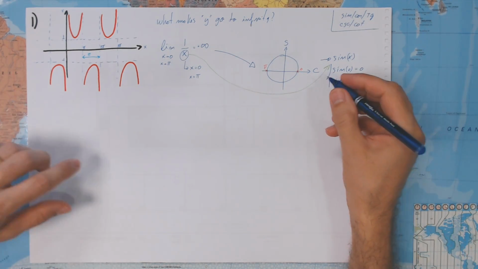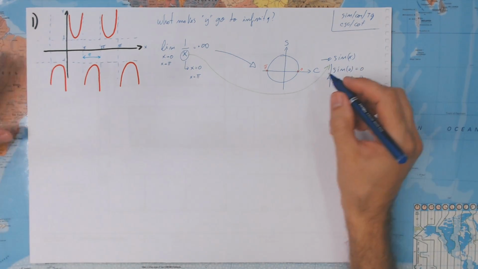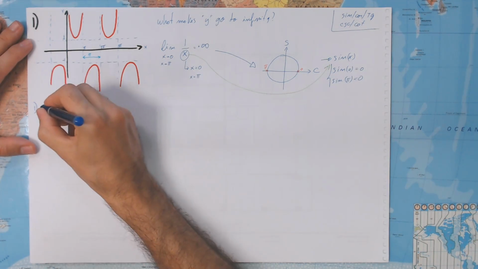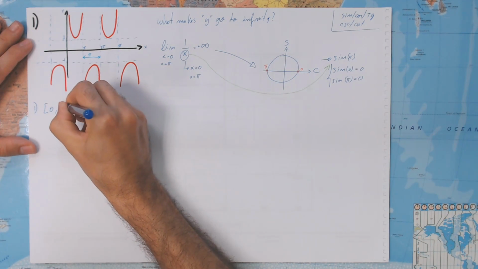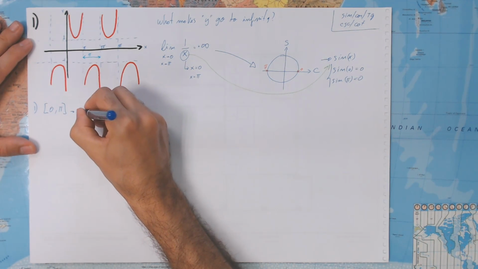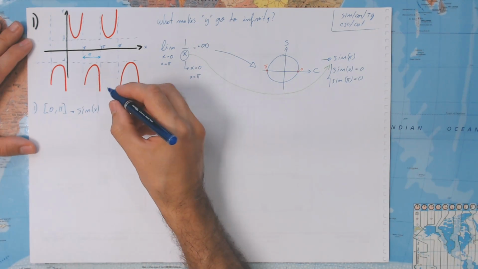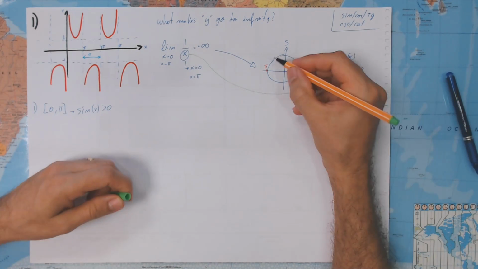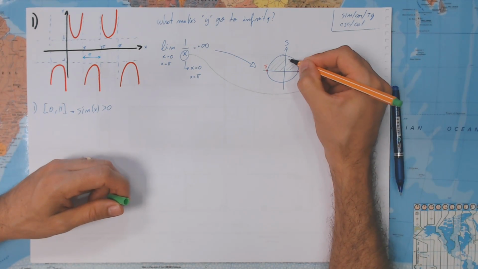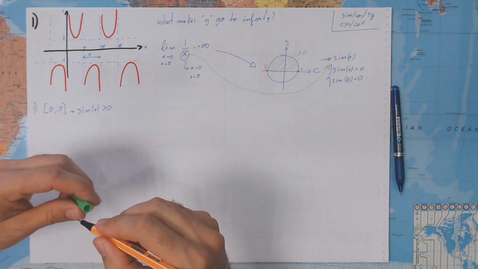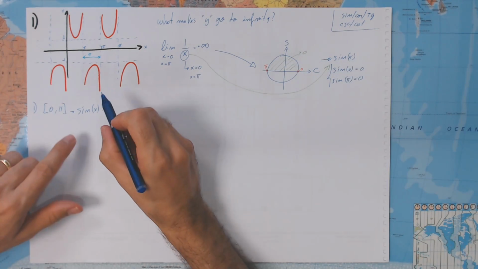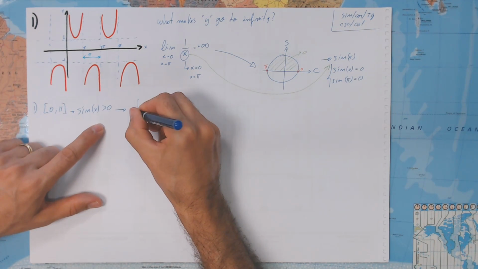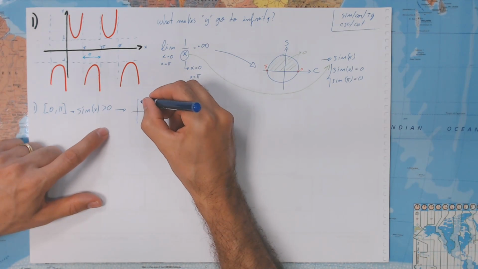Well, from here we get this. What is our first conclusion? Our first conclusion is that between 0 and pi, the sine of x is always going to be positive, because all this area in here is positive for the sine. Therefore, the chart for that would be something like this.